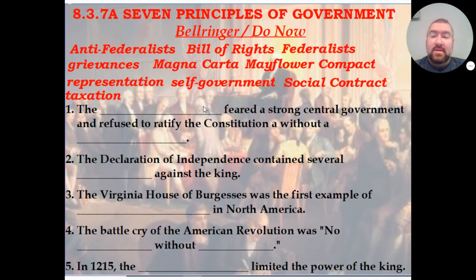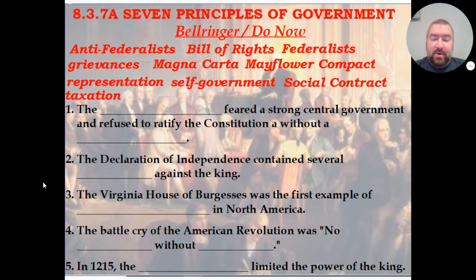So in this case, the correct answer is going to be grievances. Once again, those are official complaints. The Declaration of Independence contains several official complaints against the king. And that's a very important thing that we need to remember, not just for this, but also moving forward when we start talking about the Bill of Rights.